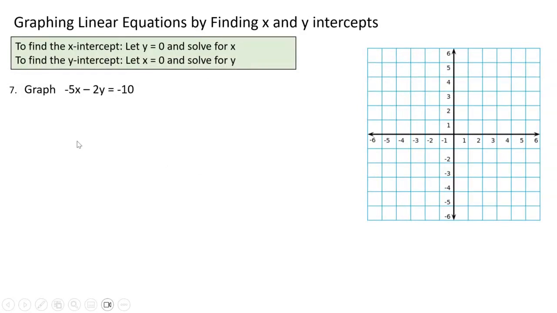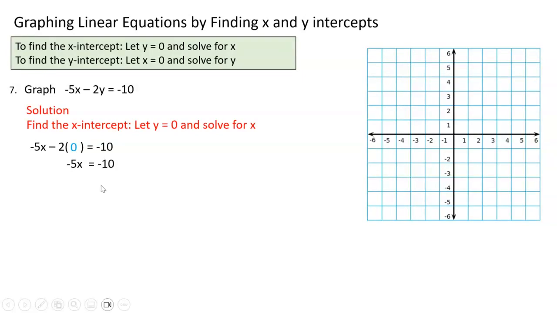Now I'm going to graph the very same equation, but in another form. This is the form ax plus by equals c. In this form, I'm going to graph it by finding the x and y intercepts. Here are the definitions of the rules. To find the x-intercept, we let y equal 0 and solve for x. We plug in 0 for y and solve for x. We divide by -5, so x equals 2. So my x-intercept will be 2, 0.